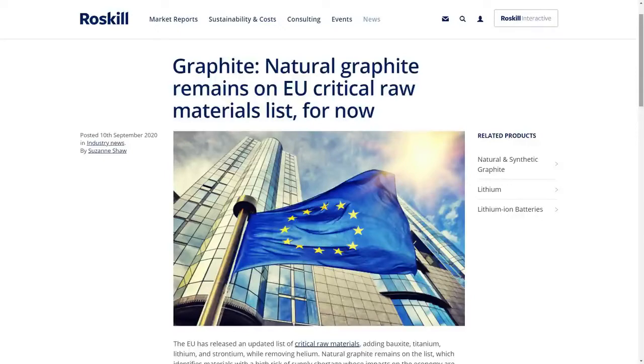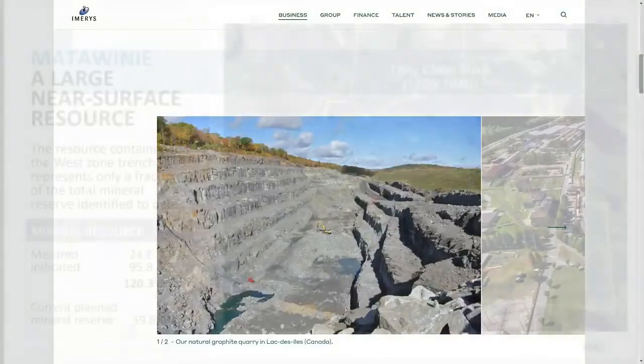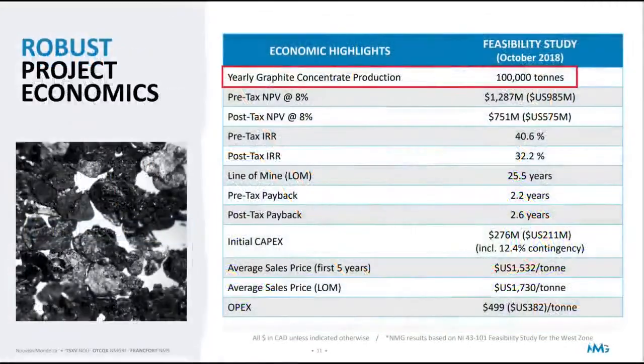So is that even possible? Well, in North America, there is only one operational graphite mine that is currently operated by a French company called Imerys in Quebec. However, that mine is nearly depleted and will soon cease operations. But Nouveau Monde Graphite is developing a major resource in Quebec, and according to their 2018 feasibility study, they plan to produce at an annual rate of 100,000 tons of graphite.